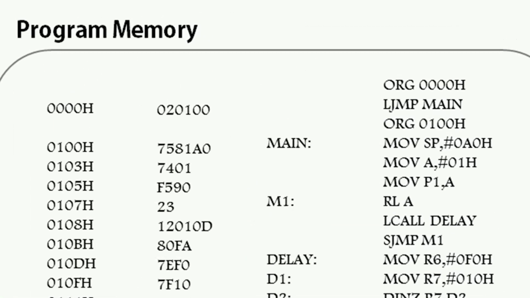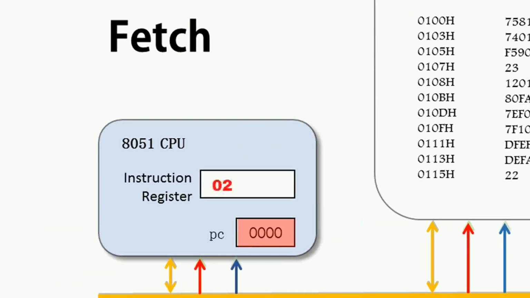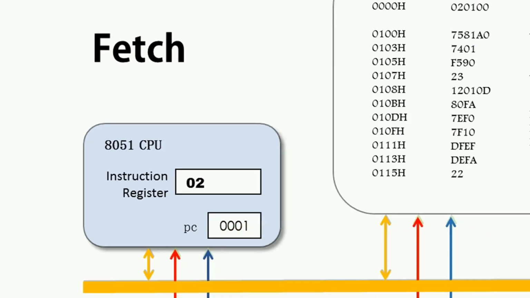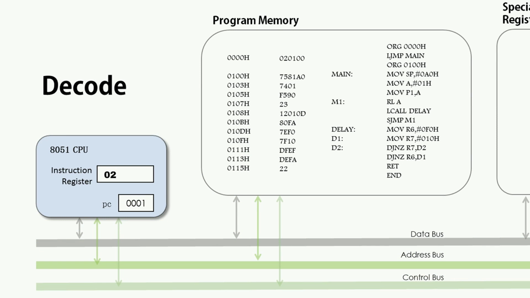The content in location 0000 hex is 02 hex. This code is fetched and placed in the instruction register. A sequencer hardware in the CPU automatically increments the program counter by 1. The fetch cycle is finished. The CPU goes into the decode cycle. Decode: 02 is an incomplete code and cannot be executed. The CPU goes back to the fetch cycle.